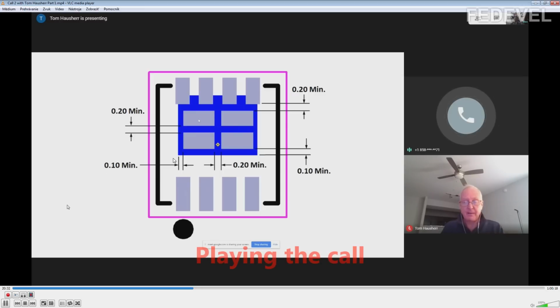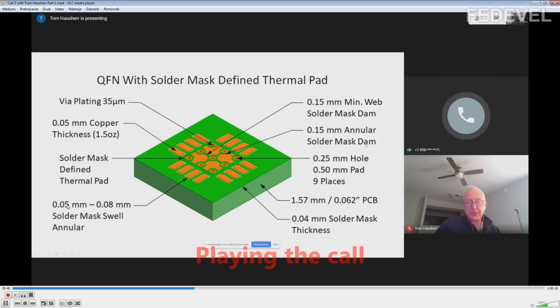And so you just have a 0.1 millimeter pull-in from the sides. I'm going to change the slide. So now IPC is producing a new standard called 7093 that targets these thermal pads. And what they're saying is that they're recommending a solder mask defined thermal pad.